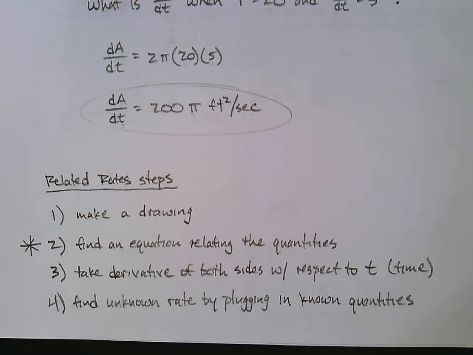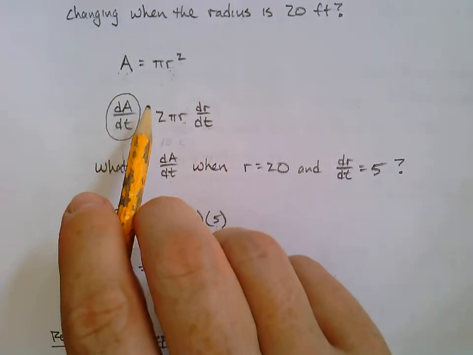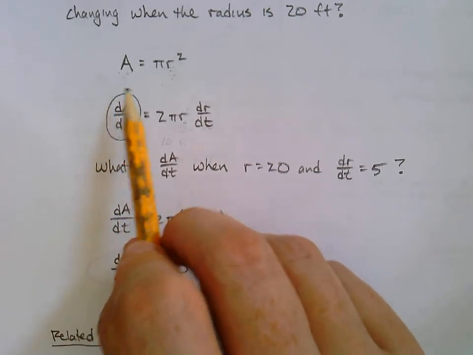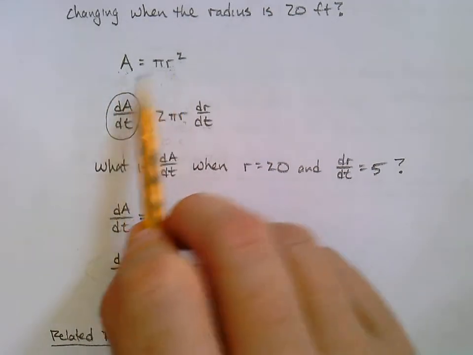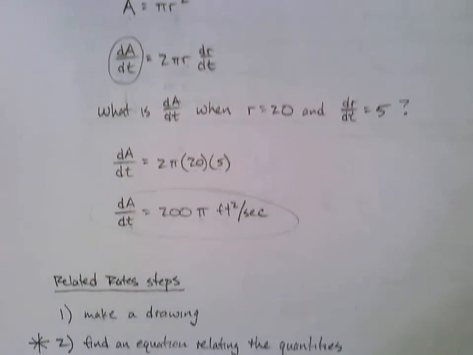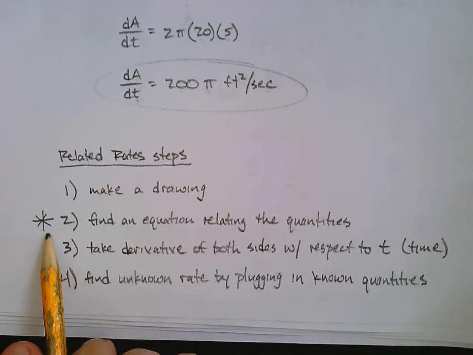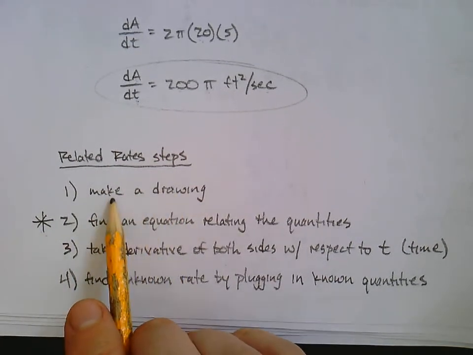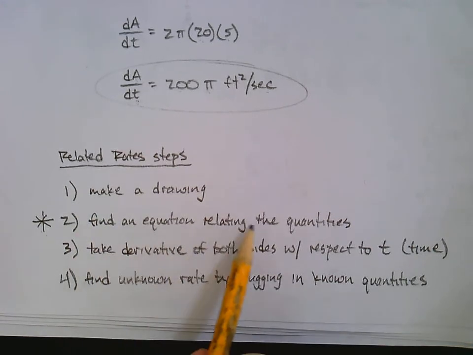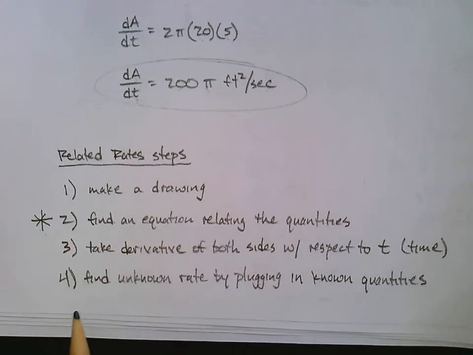The truth is, in the problem we just did, we really started with number 2, find an equation relating the quantities. So this is what we were after: A equals pi r squared. You could argue all of my drawing really wasn't even necessary in this problem, because once we had that equation, then we can take the derivative of both sides, then we can plug in and answer it. So I've got this asterisk next to number 2 for a couple reasons. For one, the whole point of making the drawing is so that you can find the equation relating the quantities. Here the quantities were radius and area.